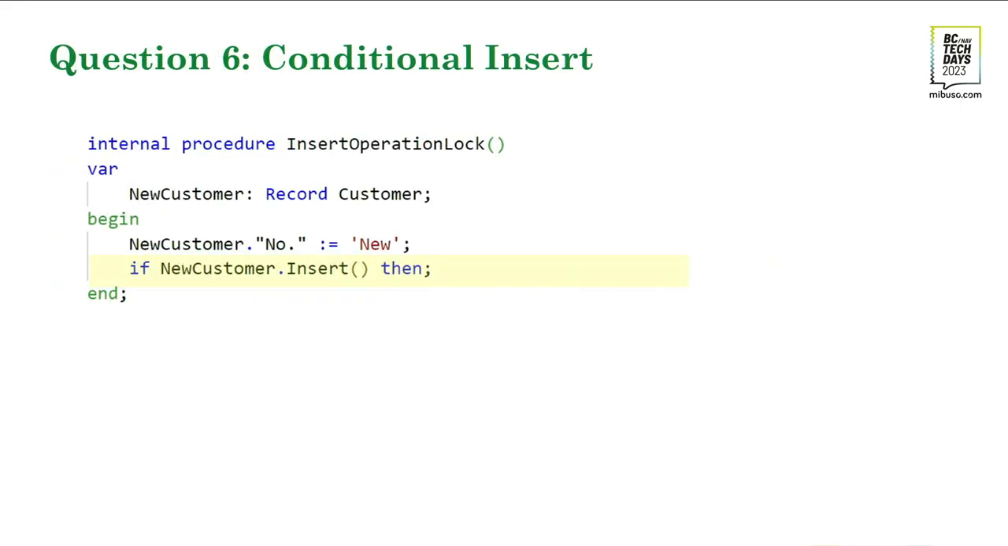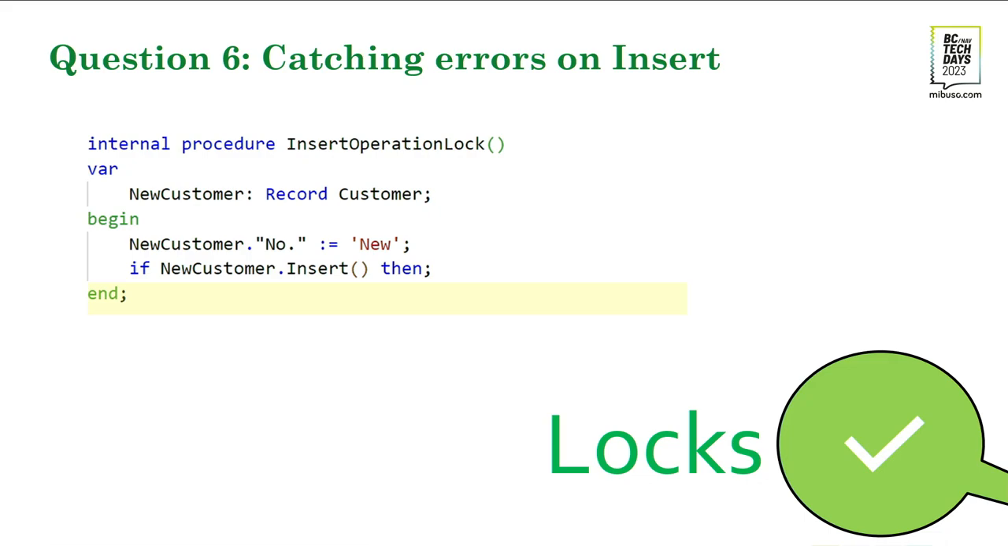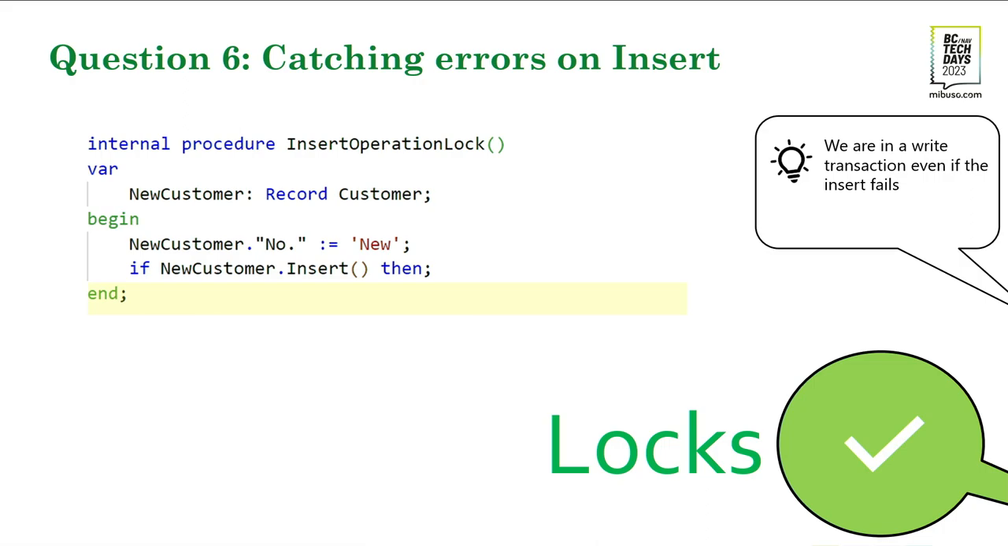Now, what is going to happen when you do the new customer.insert? Who thinks it will lock? Okay, the answer is yes, it locks. It is going to do an exclusive lock on this customer record. And the interesting thing is that even if the insert fails, we will count it as a write operation, and we will start locking every subsequent read from the customer table.